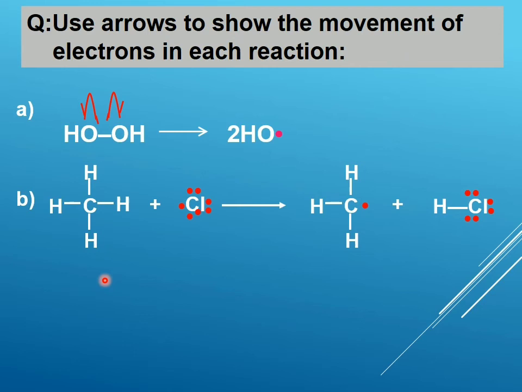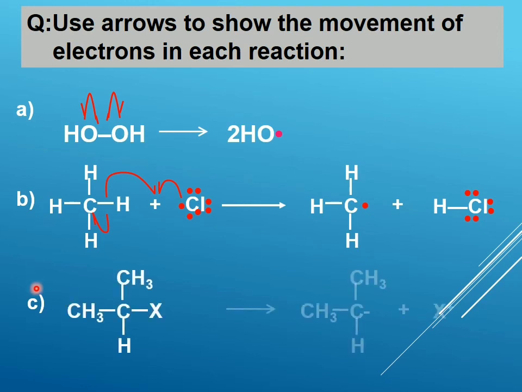So the reaction will happen between the C-H, where the single bond is broken symmetrically. So 1 electron is given to carbon and another electron is given to the hydrogen, where it will combine with another electron from chlorine to form HCl. So there's a single bond formed by 1 electron from hydrogen and 1 electron from chlorine. So an HCl single bond is formed.